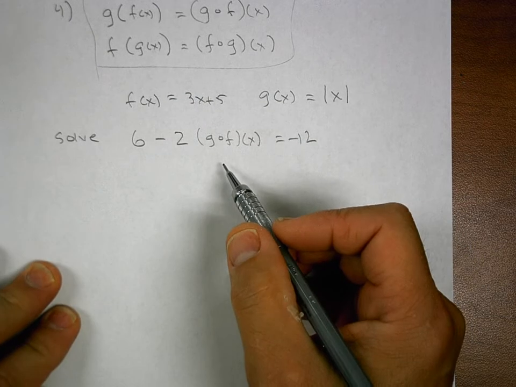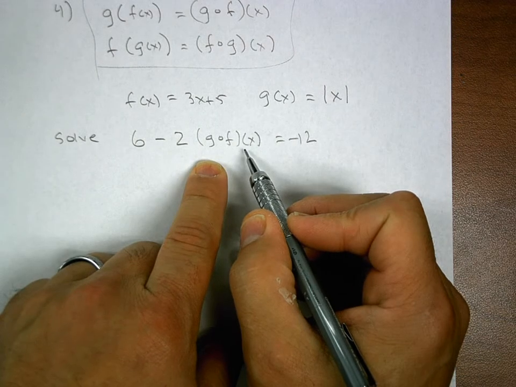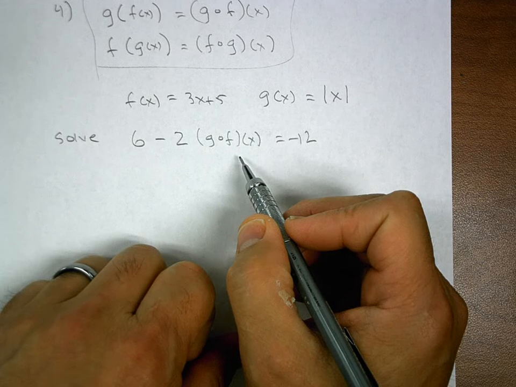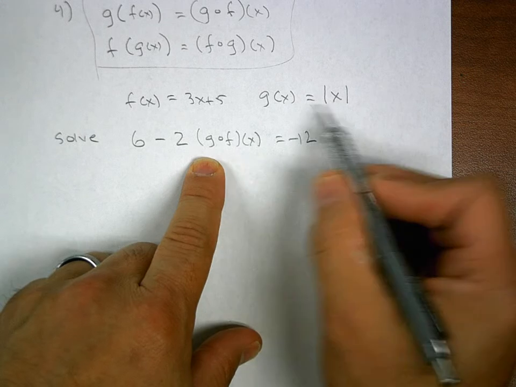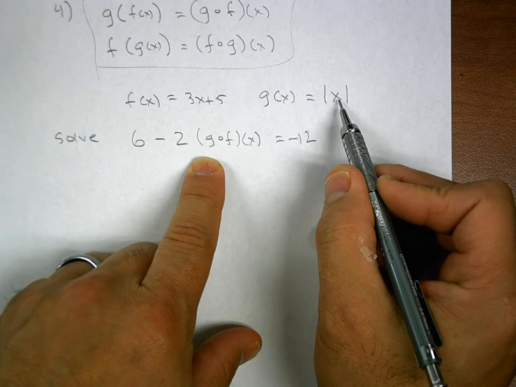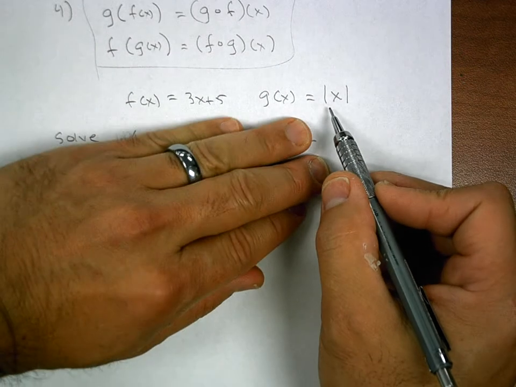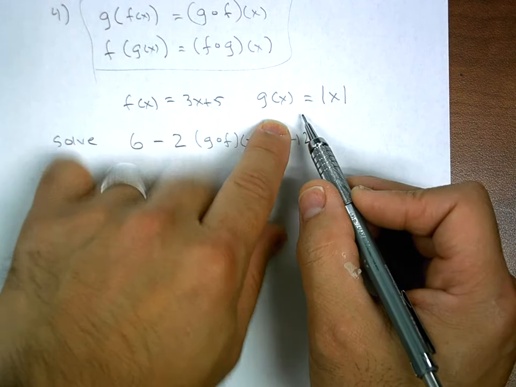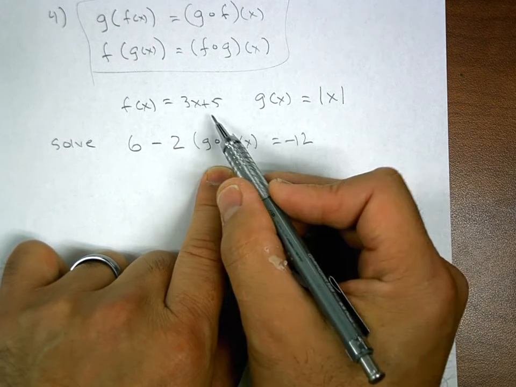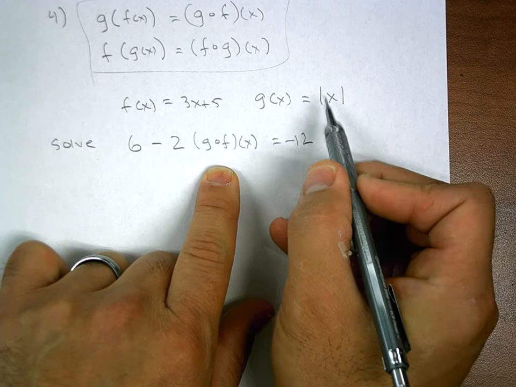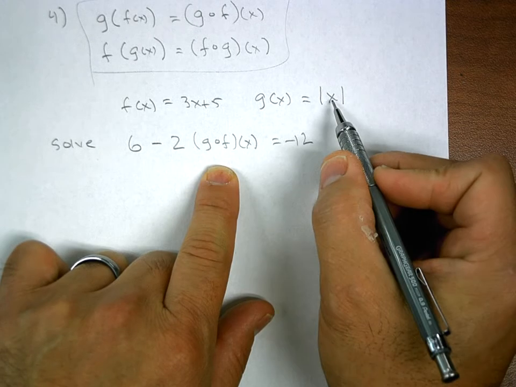Well, g of f of x, first of all, which one's our main function? The g. So you plug into the g, our main function, absolute value of x. So before I write this, what is g of f of x? Absolute value of 3x plus 5. You plug into the main function. So it's absolute value of 3x plus 5.